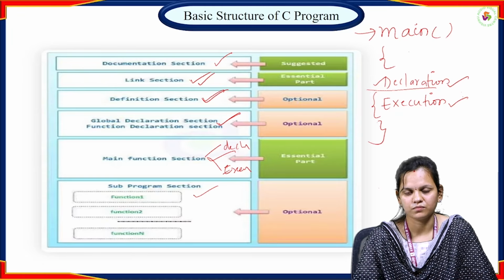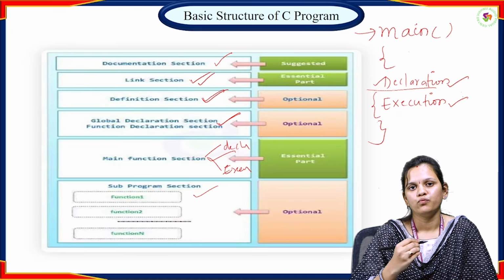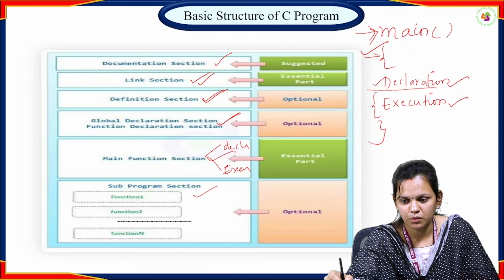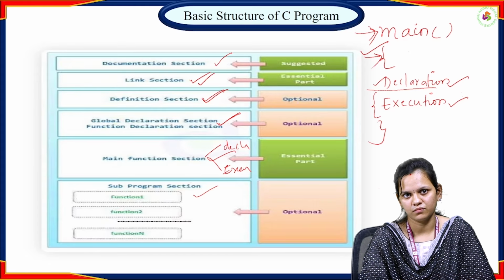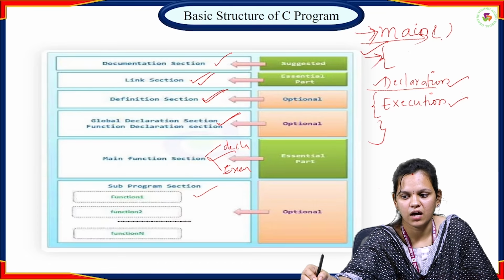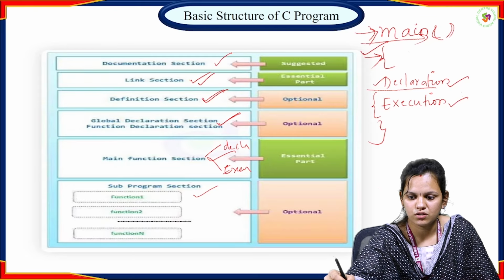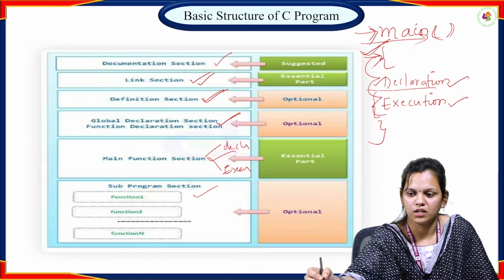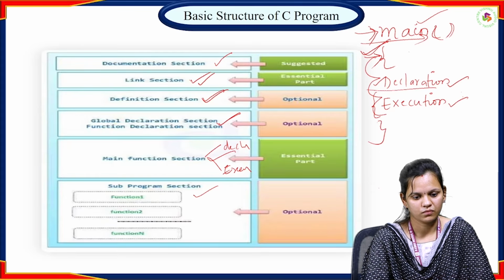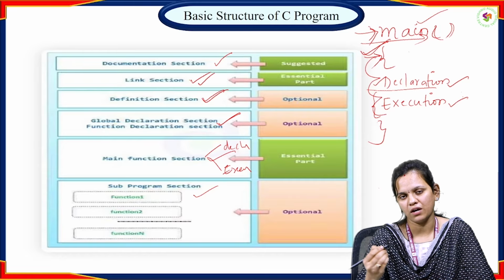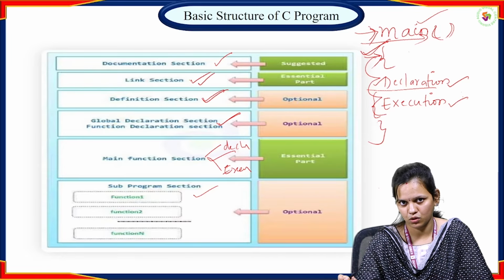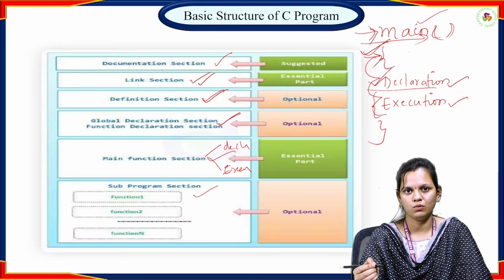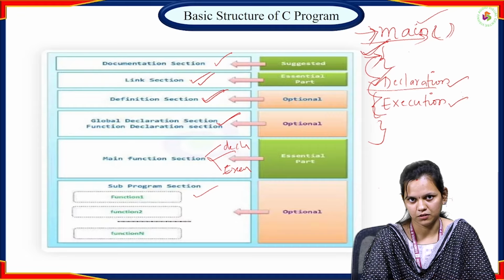Then what is the main section? Why do we use the main section? When we write main, the compiler starts executing the program from the main section. Whenever it encounters the word main and parentheses, it will start the execution from there. This is the use of the main section. So in the main section, as I said, we have 2 subsections: the declaration section and the execution section. Without declaring a variable, you cannot use that variable in your program. If you use the variable without declaration, you'll get an error.